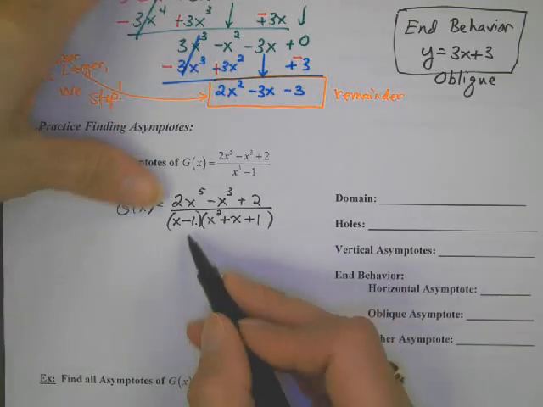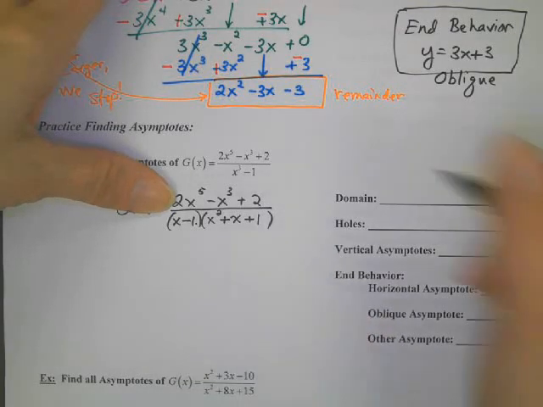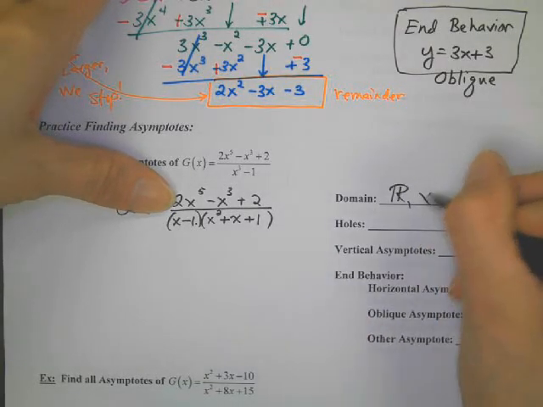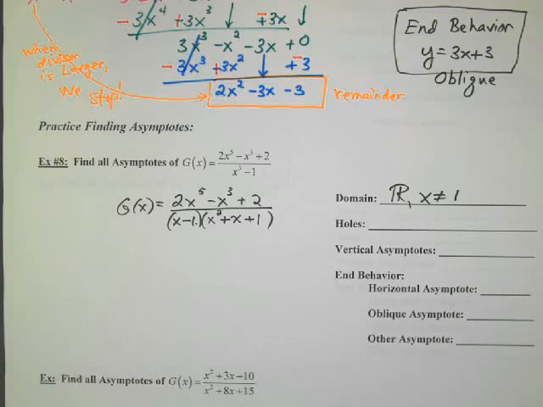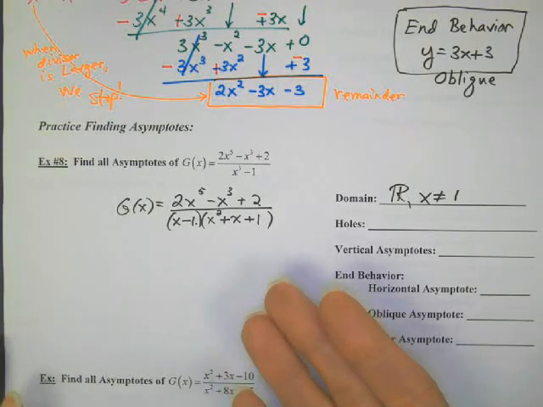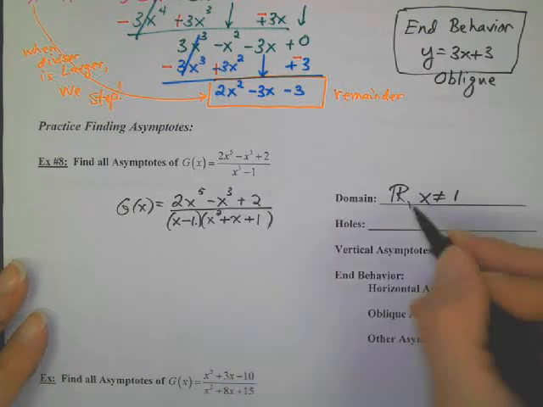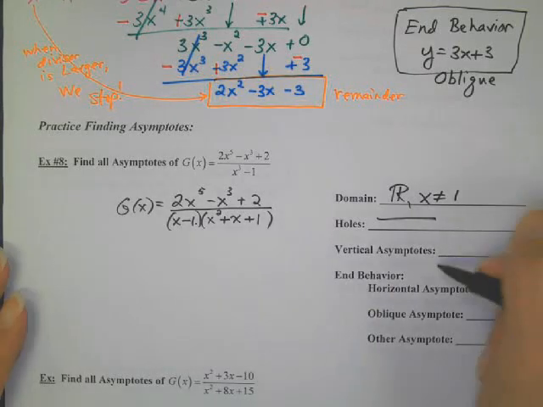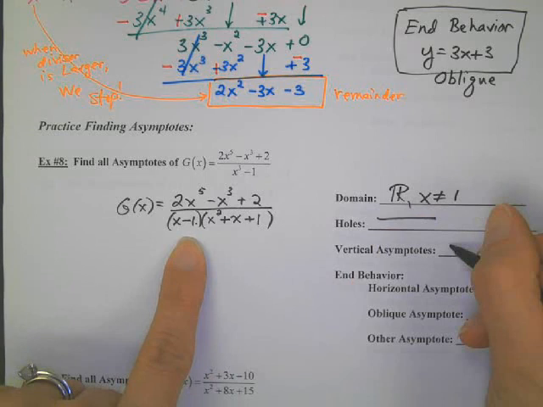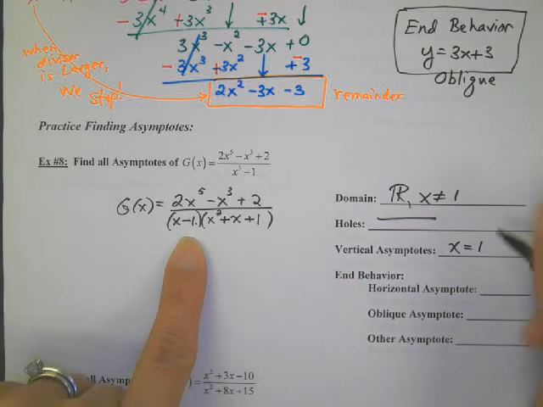So if you're looking for domain, the only domain restriction that this graph has is x cannot equal 1. Are there going to be any holes? I don't think so, because no factors canceled. Does he have a vertical asymptote? Absolutely. He has one right there at x equals 1.